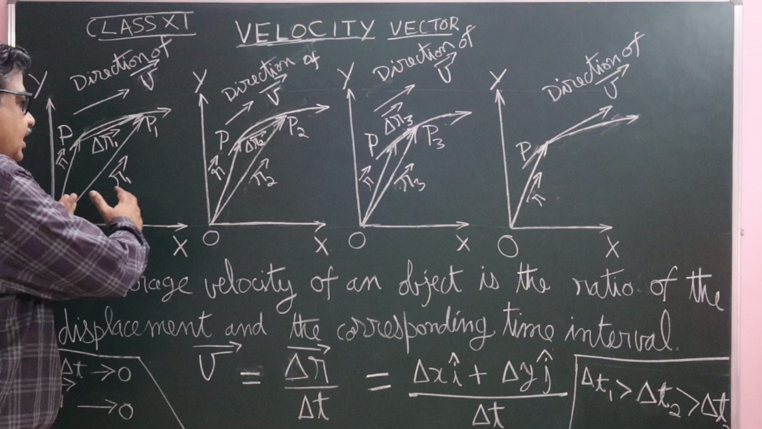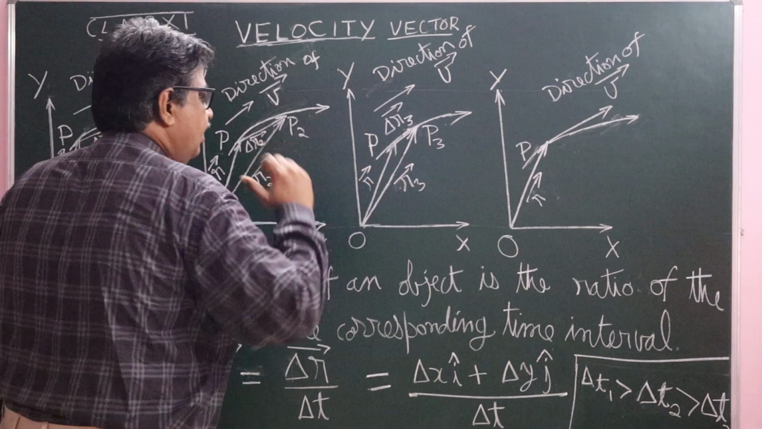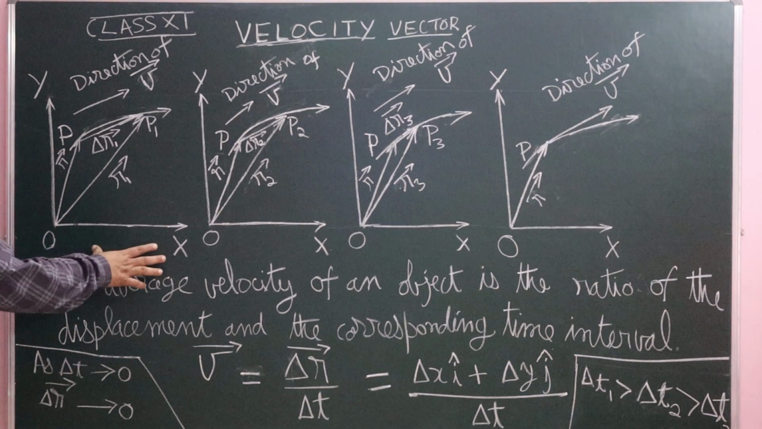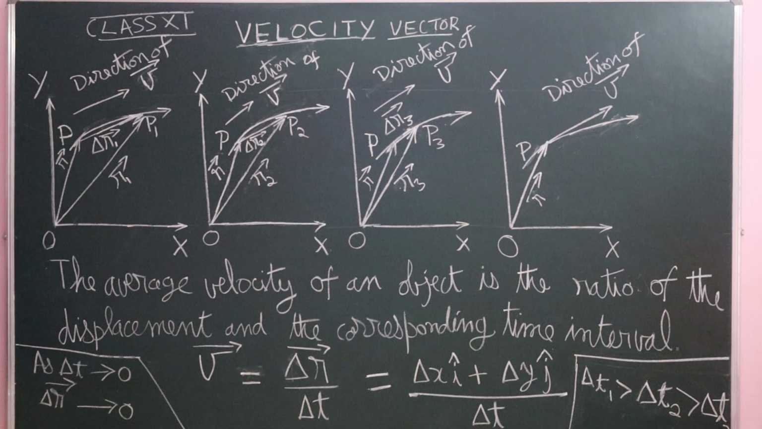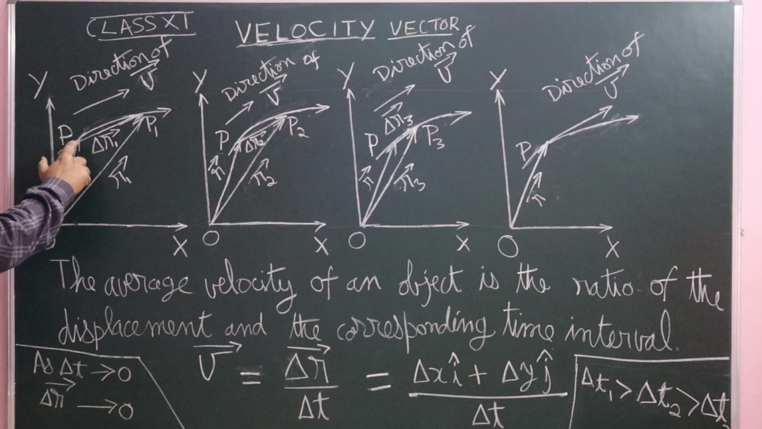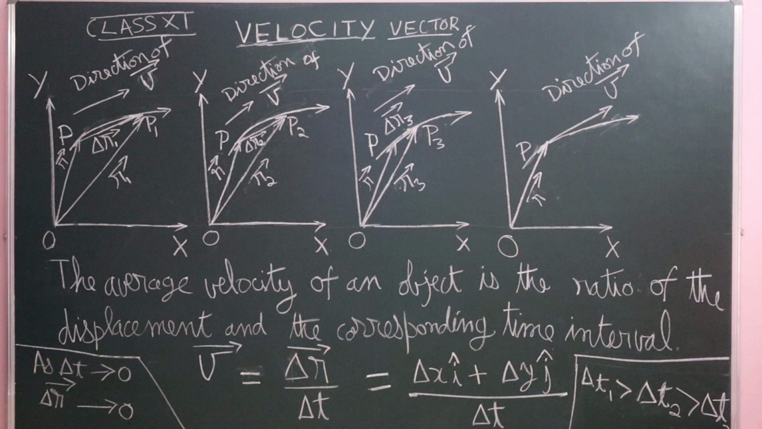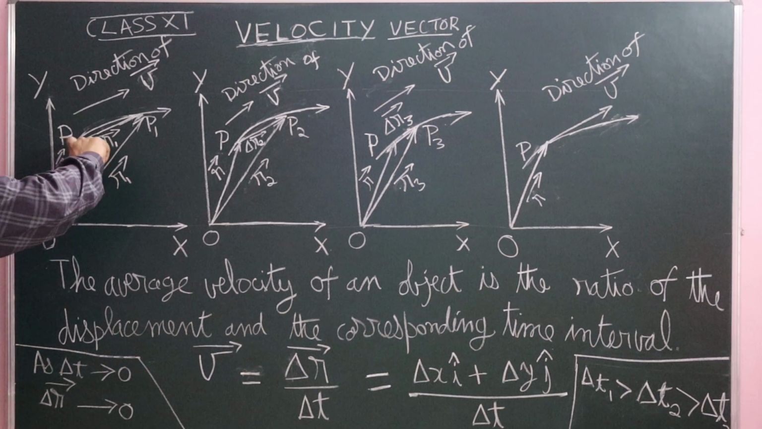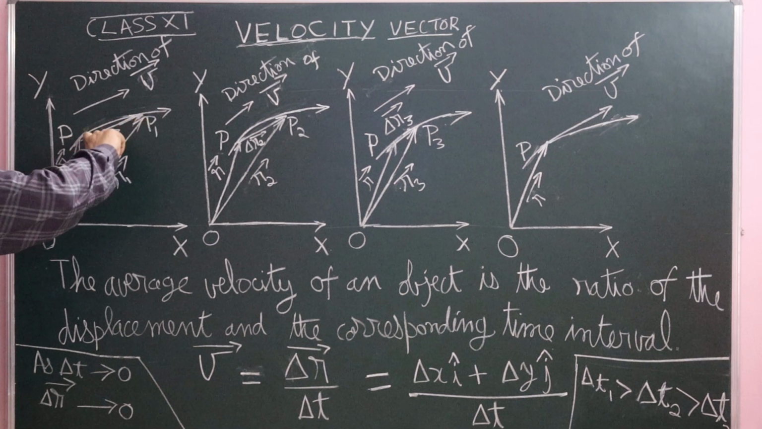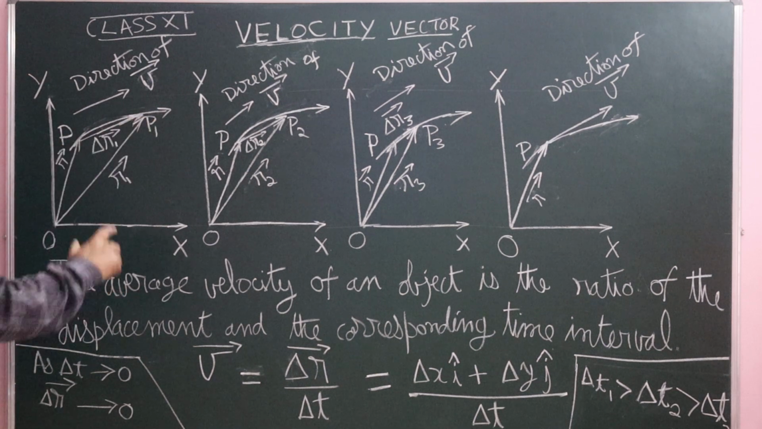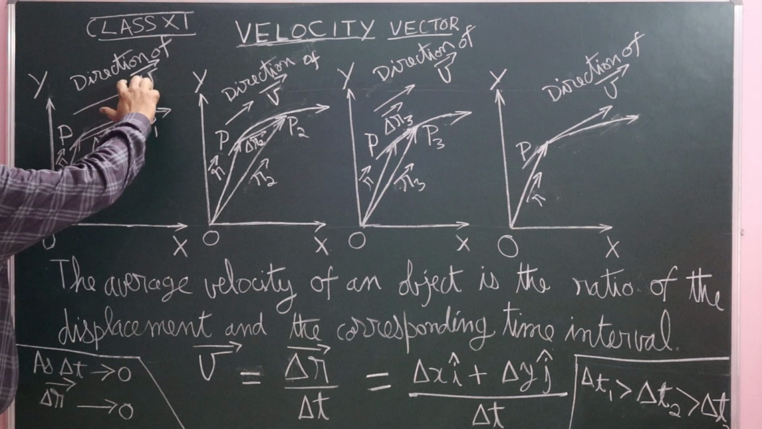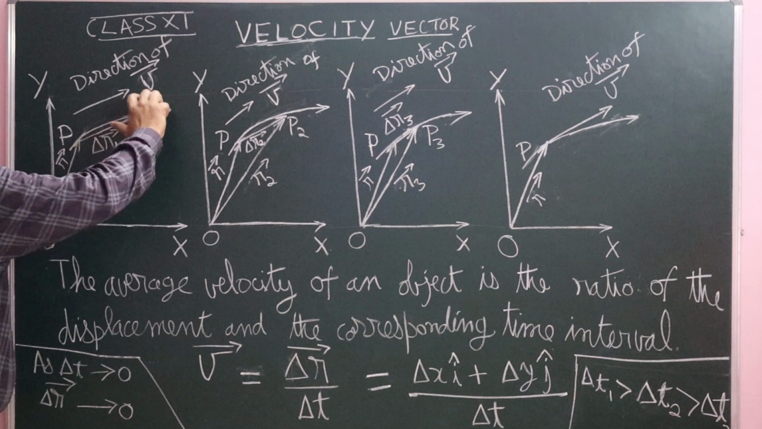Now, consider these four figures here. Consider this: O is the origin. This is the x-axis and this is the y-axis. Consider the object at point P. Let the object move in a given direction from P to P1. We say that the direction of the velocity vector is in this direction.